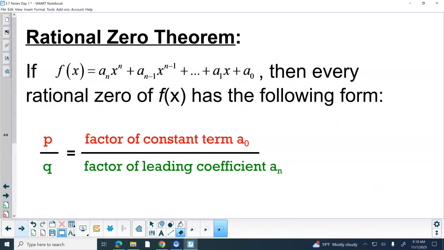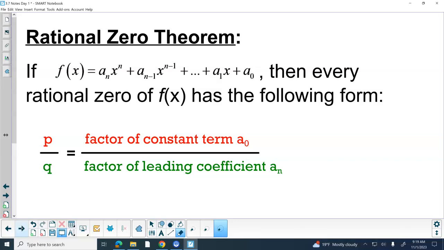And in order to do that, we're going to be using something called the rational zero theorem. Now, the rational zero theorem says that for any function that you can come up with, doesn't matter what it is, every rational zero, now we should actually probably take a pause. Does everybody remember what it means to be a rational number or a rational zero?